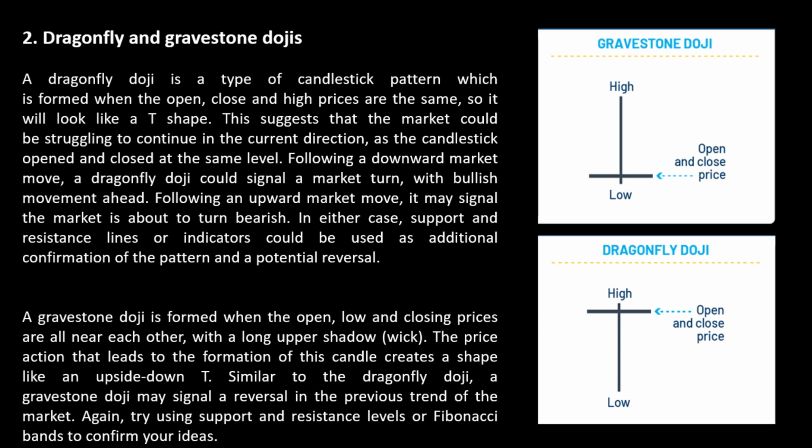In either case, support and resistance lines or indicators could be used as additional confirmation of the pattern and a potential reversal. A gravestone doji is formed when the open, low, and closing prices are all near each other, with a long upper shadow, wick. The price action that leads to the formation of this candle creates a shape like an upside-down T, similar to the dragonfly doji. A gravestone doji may signal a reversal in the previous trend of the market. Again, try using support and resistance levels or Fibonacci bands to confirm your ideas.